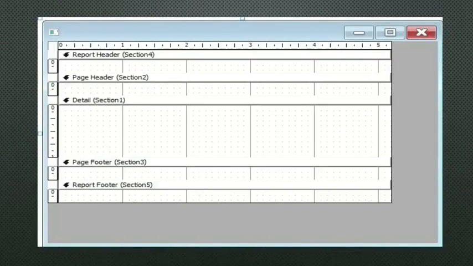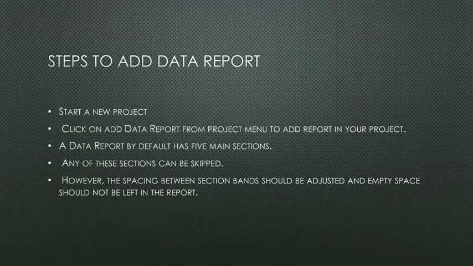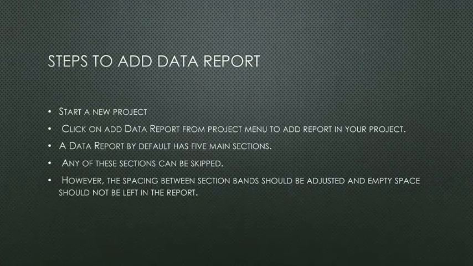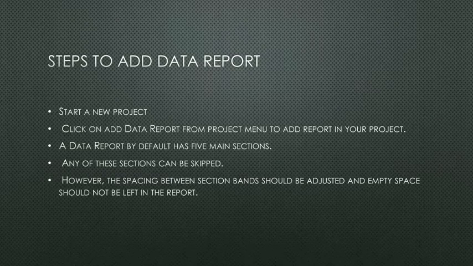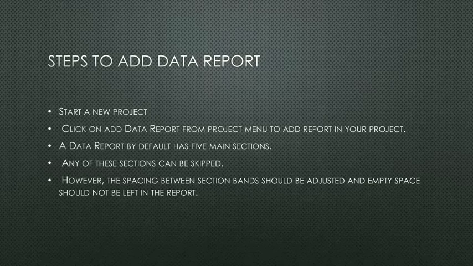It has 5 sections: report header, page header, detail, page footer and report footer. Next are the steps to add a data report. Start a new project. Click on Add Data Report from the Project menu to add a report in your project. A data report by default has 5 sections. Any of these sections can be skipped. However, the spacing between section bands should be adjusted and empty spaces should not be left in the report.